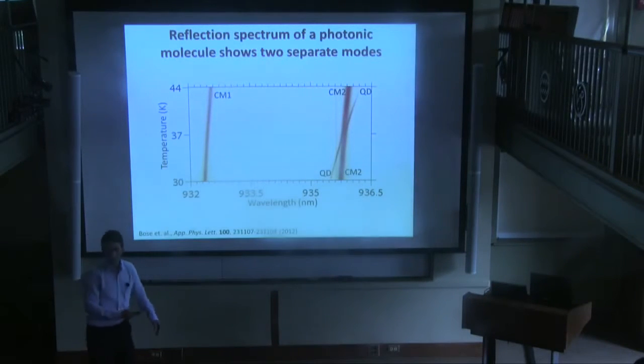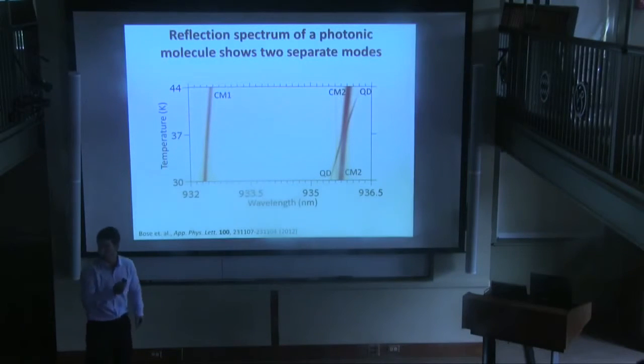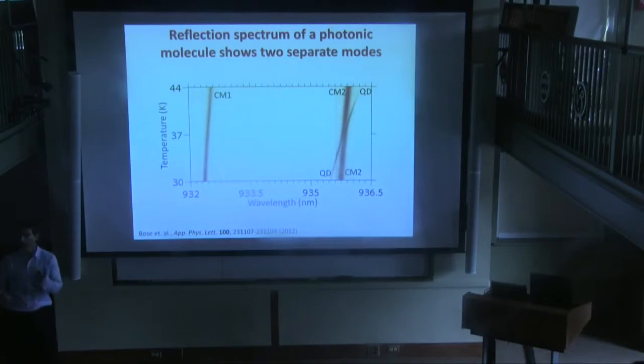What does this mean? It means that here we have this quantum dot strongly coupled to this cavity mode, and we have the second cavity mode that we can use to AC Stark shift it in and out of the cavity resonance. And now we can try to do that on very fast timescales.